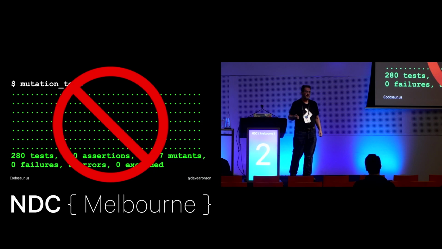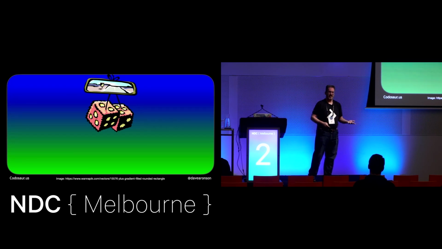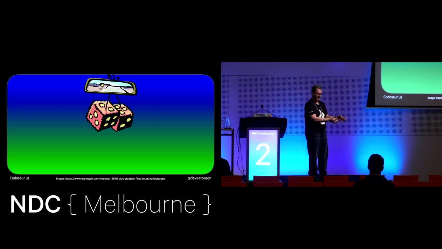Mutation testing has also been compared to fuzzing, a security penetration technique involving throwing lots of data at an application. Mutation testing is sort of like fuzzing the code rather than fuzzing the data, and it's not random.